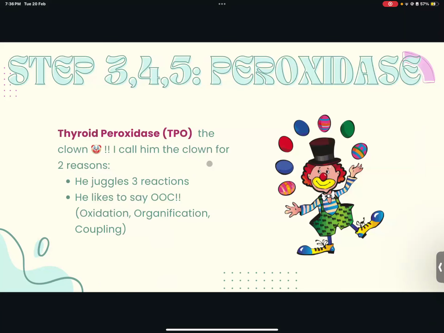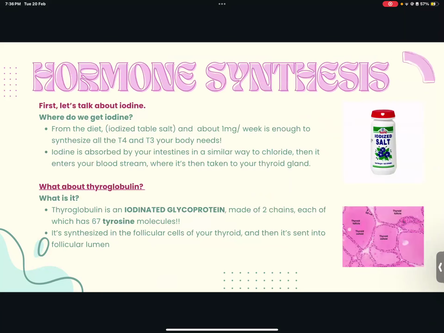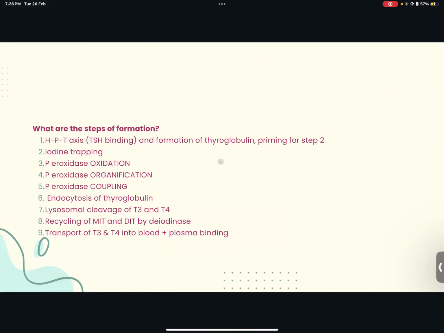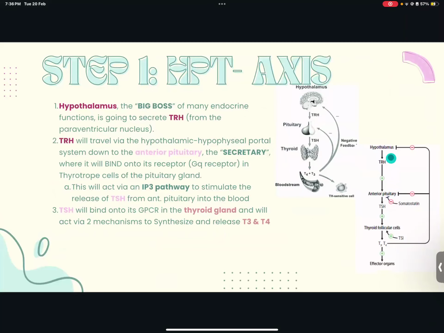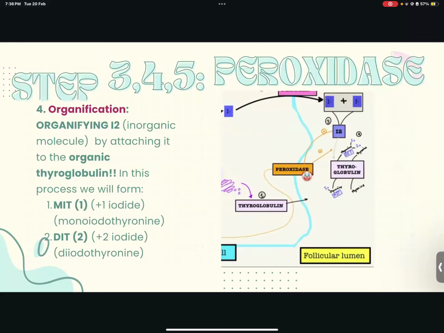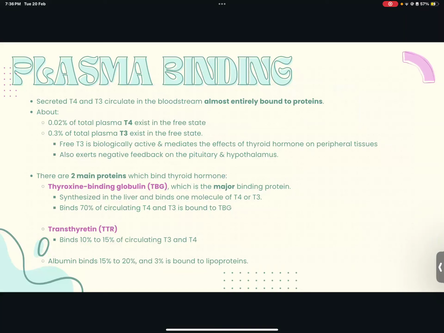So if I go back to this picture here, you can see that the TRH secreted by the hypothalamus will go bind onto the pituitary, which releases TSH, and then it'll release T3 and T4. T3 and T4 are going to go and inhibit the anterior pituitary and inhibit the hypothalamus, so that's going to be negative feedback. Okay, I hope that's clear.